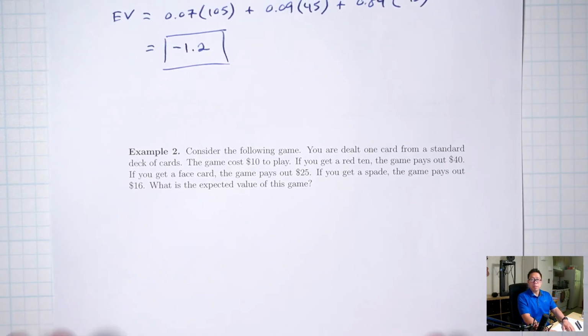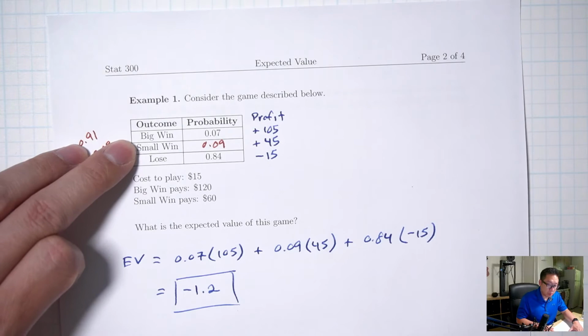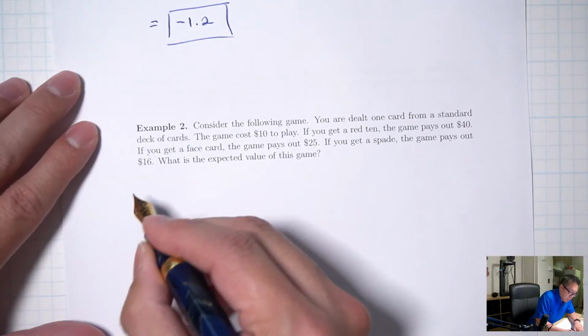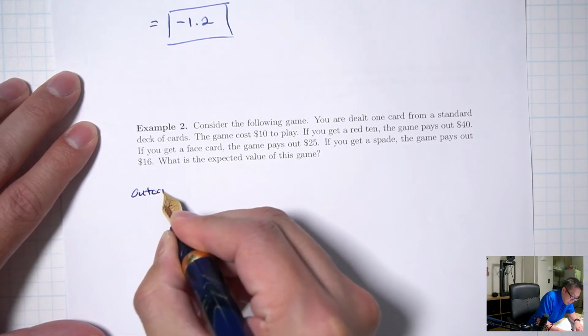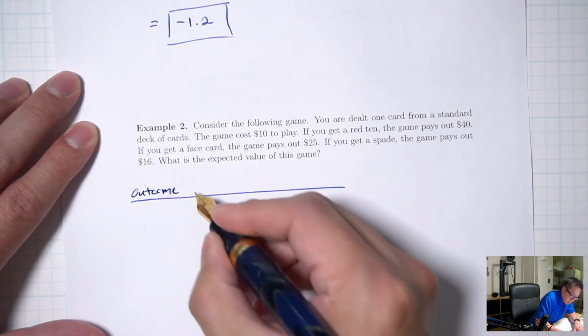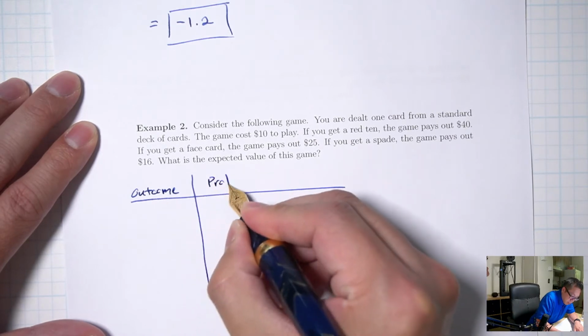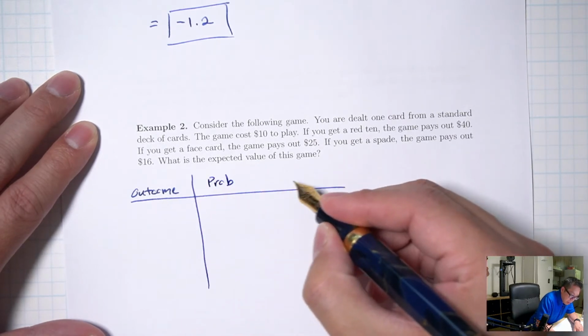Example 2. Consider the following game. You are dealt one card from a standard deck of cards. The game costs $10 to play. If you get a red 10, the game pays $40. If you get a face card, the game pays $25. If you get a spade, the game pays $16. What is the expected value of this game? Now, notice that I didn't give you a table, so you have to make your table. Okay, outcome, probability, and then profit.